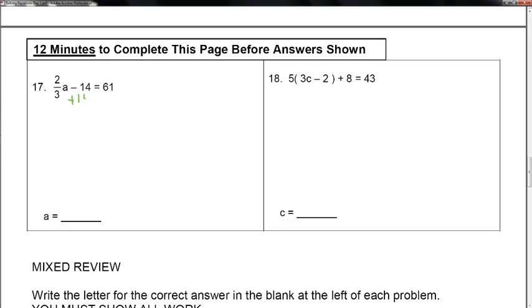I'm going to add 14 to both sides. It gives me 2/3 A is equal to 75. I'm going to multiply by the reciprocal, which is 3 over 2. A is equal to 75 times 3 is 225. Divided by 2 is 112.5.